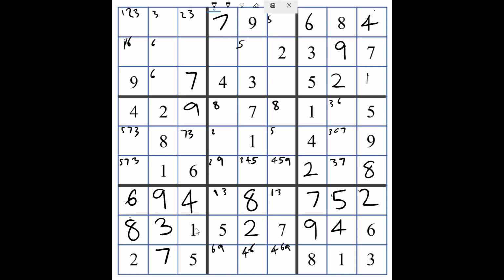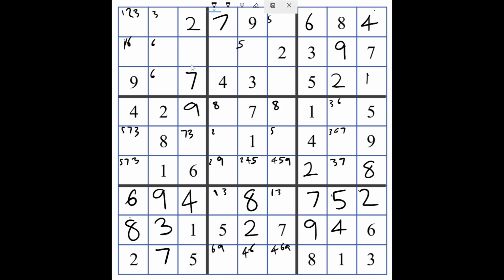So if I look at this column now, my numbers that are missing are 2, which can go here. It can't go here, and it can't go here because of that. So it must be here.